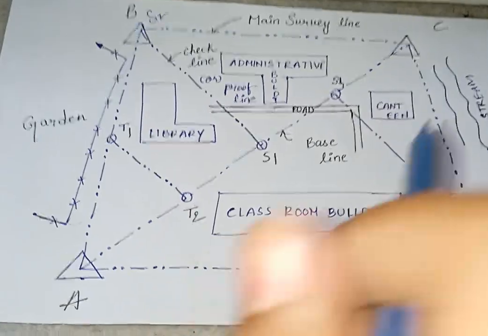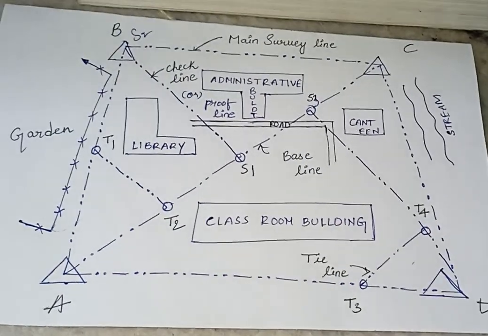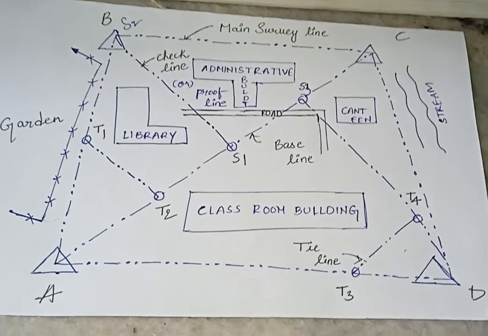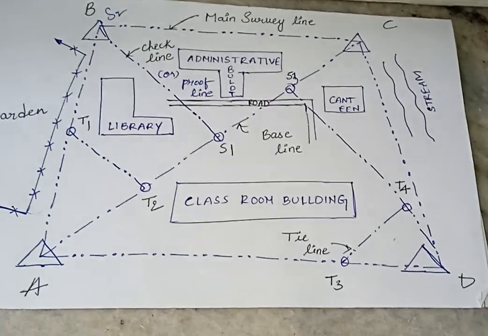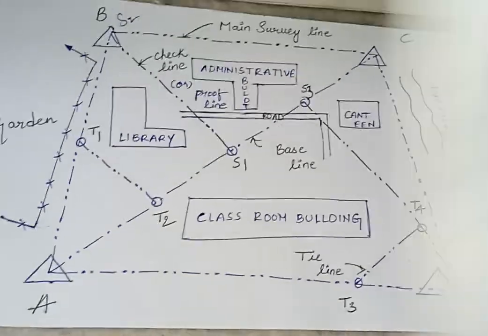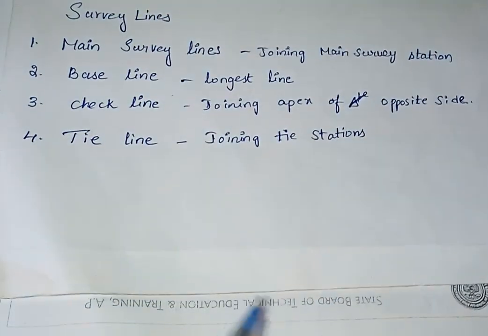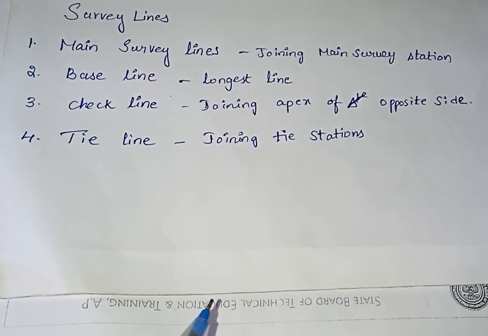So in this video I have explained survey station and survey line. What are the survey stations? Main station, subsidiary station and tie station. What are the survey lines? We have discussed main survey line, base line, check line and tie line.